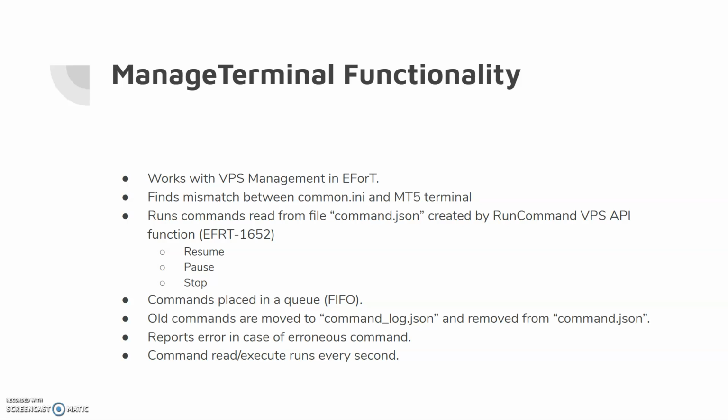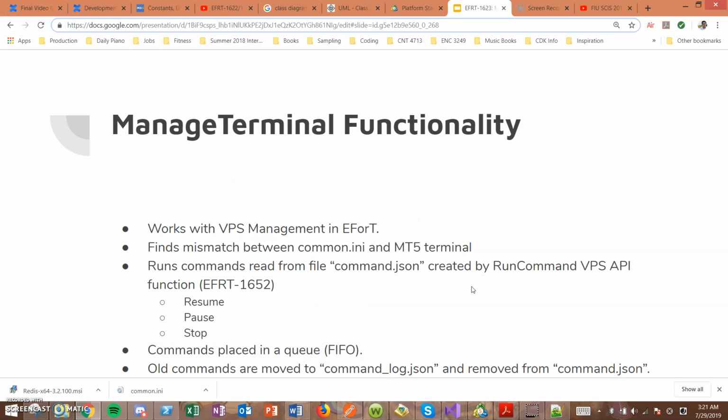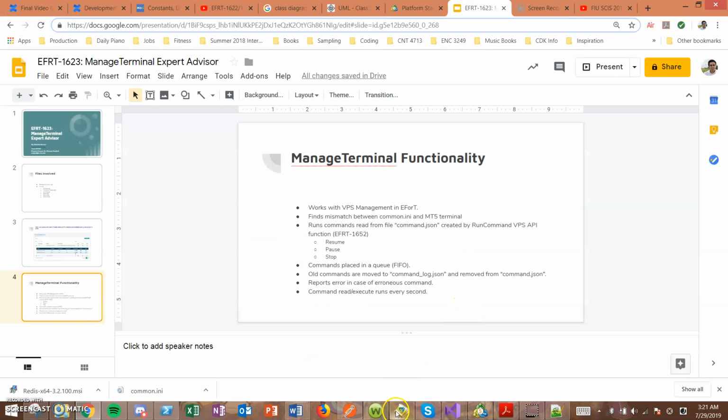So in the case of an erroneous command, ManageTerminal is supposed to report an error. Now, this error is reported via a call to the web API function report error. Now, let's take a look at the code.